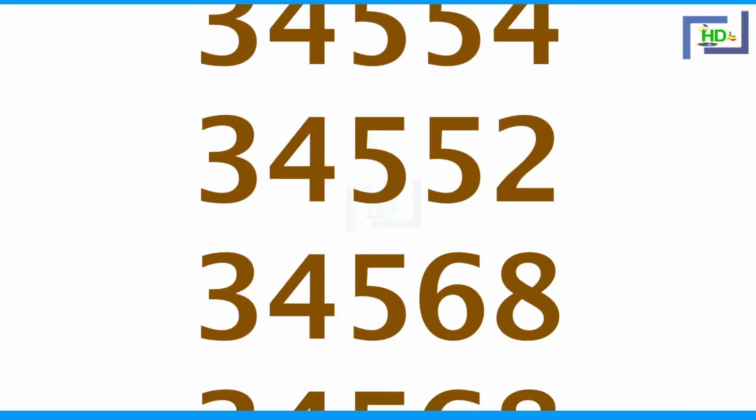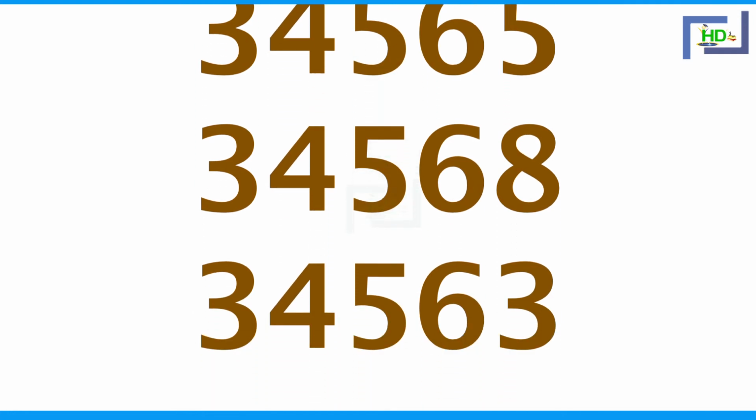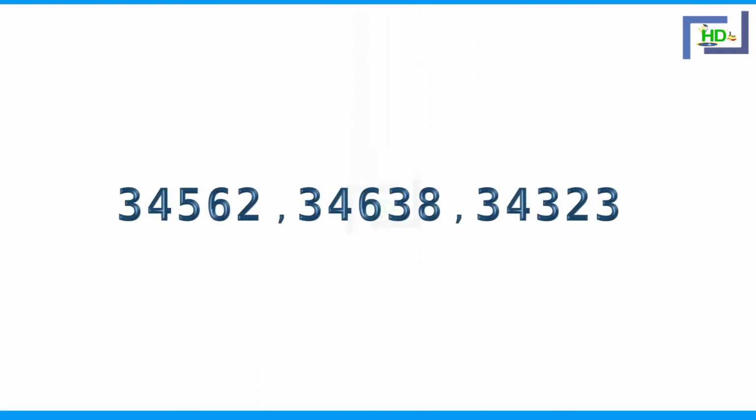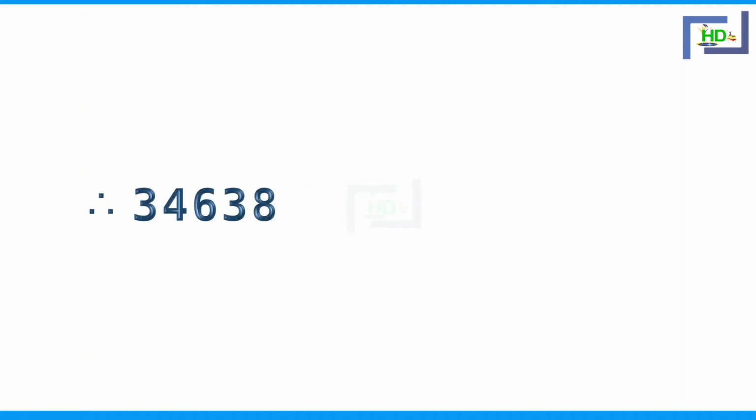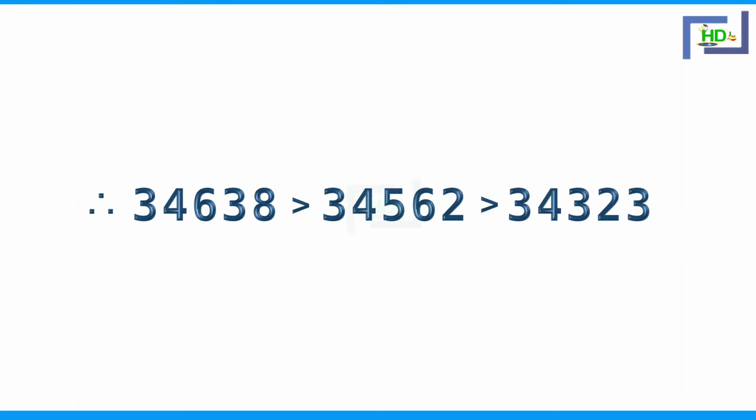Now suppose the digits in the thousands place are also the same, then what will you do? We move to the hundreds place and then tens place and finally the units place. Now take an example. Which one is greater among these numbers? Now if we observe these numbers, these three have the same digits in 10,000s place and also in thousands place. So we compare the digits in the next place, that is in hundreds place. Now here this number has 5 and this number has 6 and this number has 3 in hundreds place. And as 6 is greater than 5 is greater than 3, therefore we can say that 34,638 is greater than 34,562 is greater than 34,323.